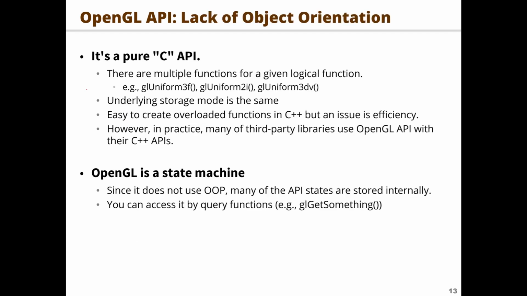Next is the OpenGL API. Lack of object orientation. It is a pure C API. So it doesn't support C++. There are some wrapper libraries, but basically that is on the wrapping for this pure C API. The official API or header file only supports C. But of course, we can compile it in C++.